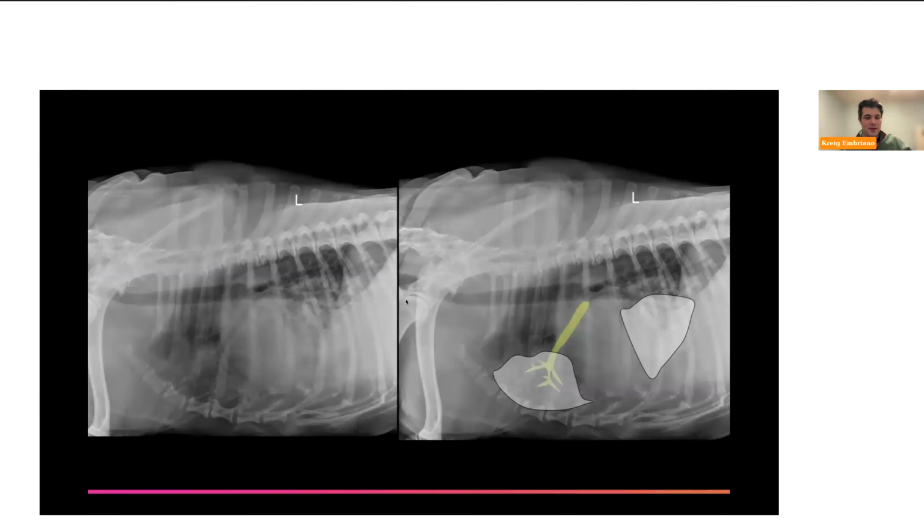So this is the same dog, the same image, left to right. Just to highlight on the right-hand side, the air bronchogram and the alveolar infiltrates. Some dogs with pneumonia will have a more caudoventral distribution in addition to cranioventral. So don't rule out alveolar from pneumonia just because of that.